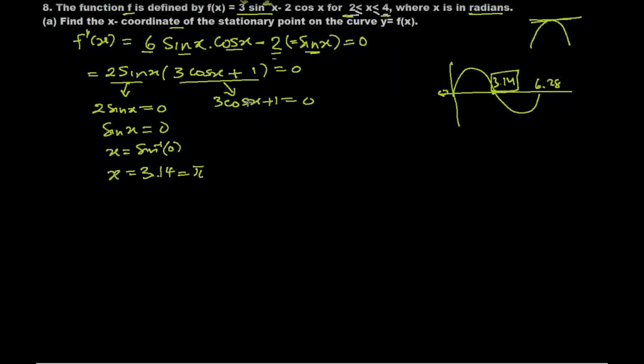Moving on to this one, where 3 cos x will be equal to negative 1, so cos x equals negative 1 over 3. So x will be cos inverse of negative 1 over 3. Since it is negative, cos will be negative in this quadrant and this quadrant.